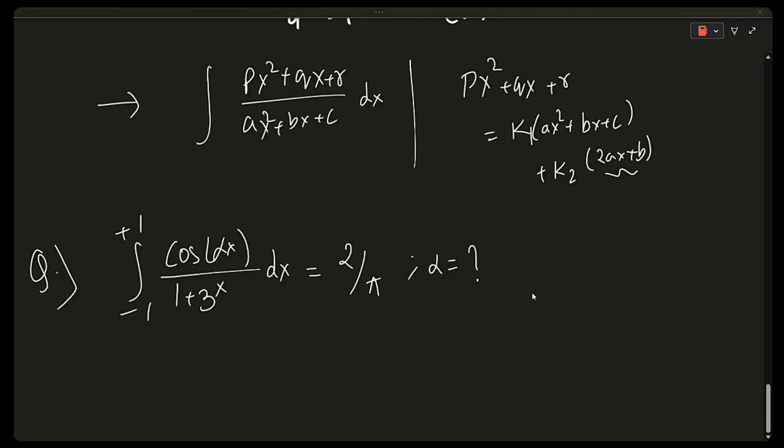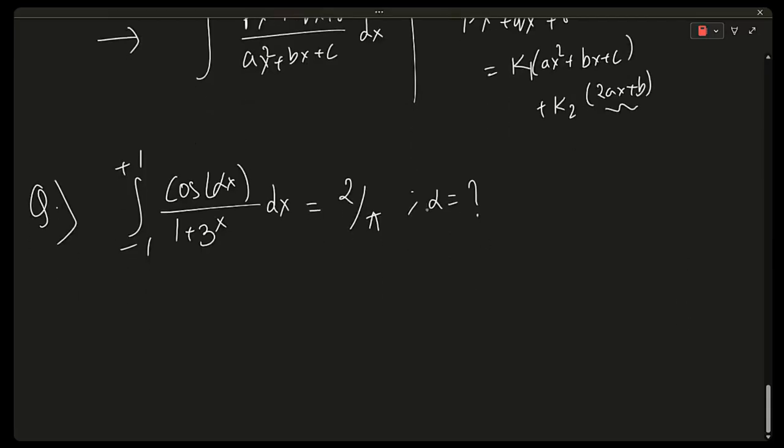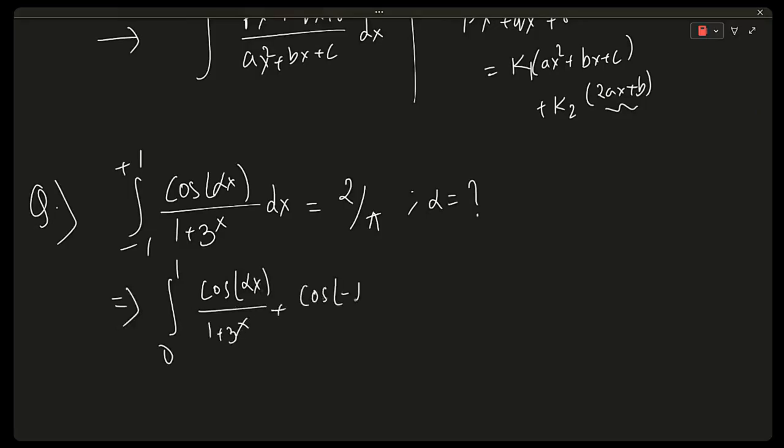Correct, right? You don't always have to solve for it. Yes, pi by 2. You can simply write it from observation. So you can simply apply this as 0 to 1 cos of alpha x by 1 plus 3 to the power x plus cos of minus alpha x by 1 plus 3 to the power minus x dx equals to 2 by pi.